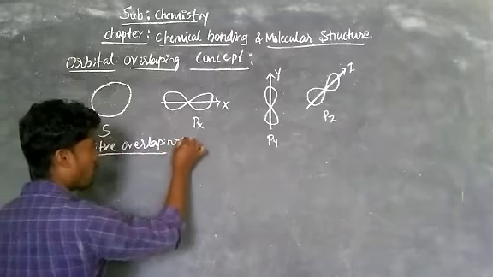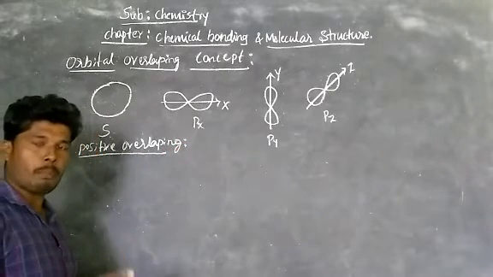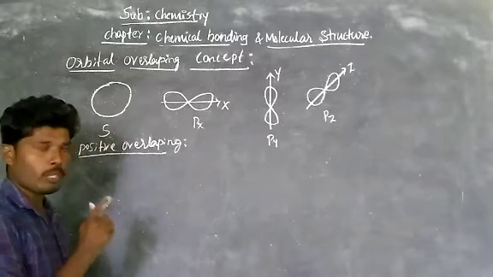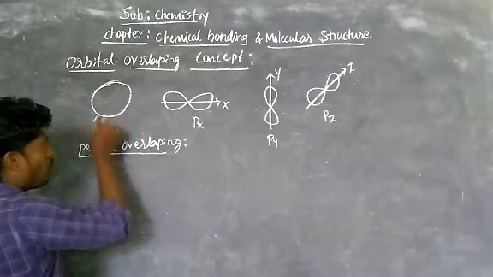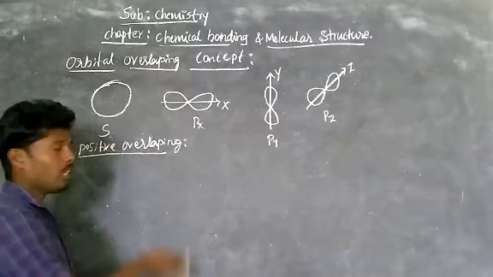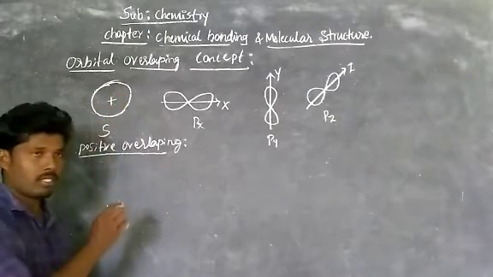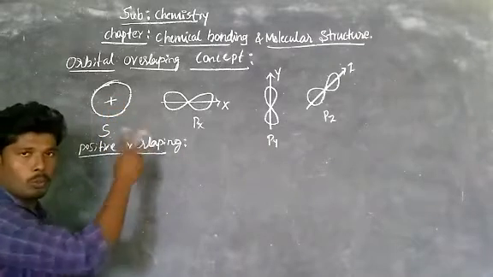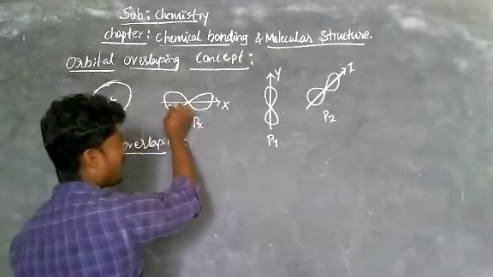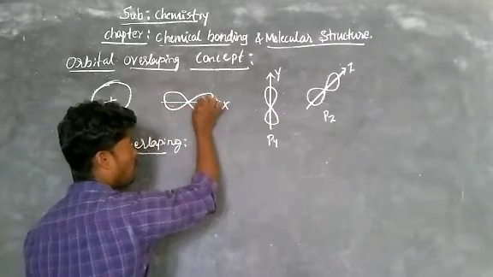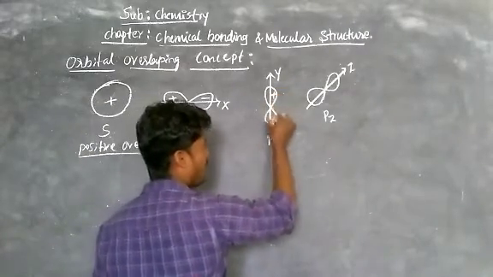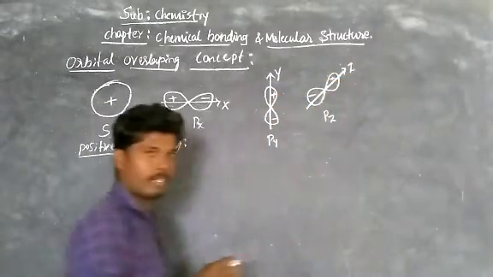In the case of positive overlapping, positive orbitals start to overlap. You know the s orbital is spherical in shape and electrons are distributed all over the orbital, so it carries positive charge. There are no two loops, so it will be either positive or negative. But in the p orbital, there are two loops: one is negative and one is positive. Similarly here, one is positive, one is negative. These are the signs of orbitals.